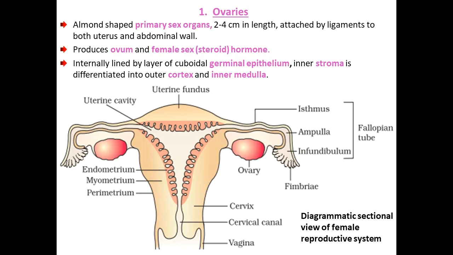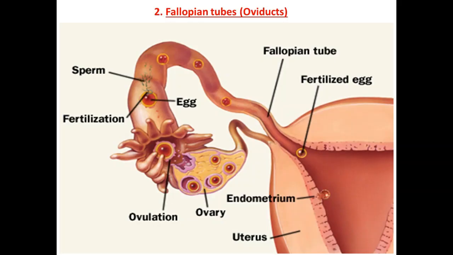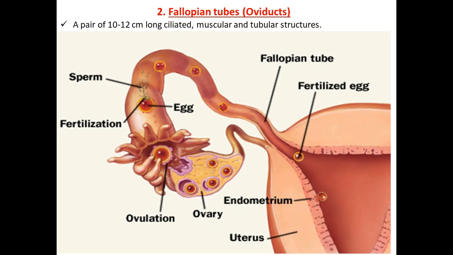So ovaries leads into the oviduct. The second structure associated with the female reproductive system is the oviduct, or the fallopian tubes. It is paired, present on both sides. Oviducts are approximately 10 to 12 centimeter long, ciliated, muscular, tubular structures.